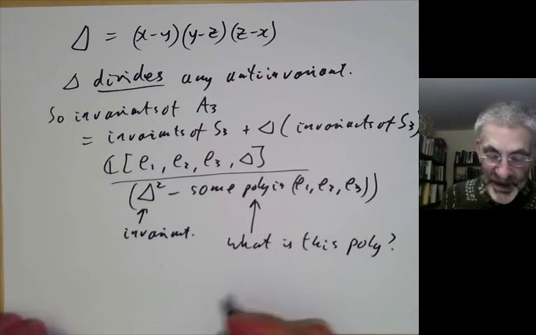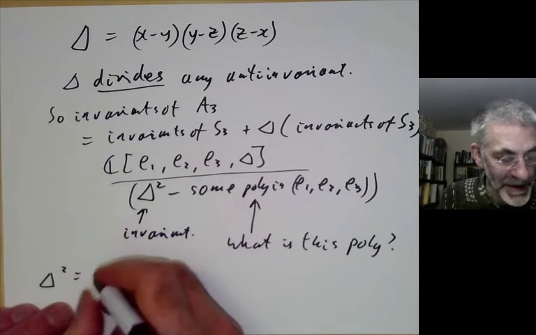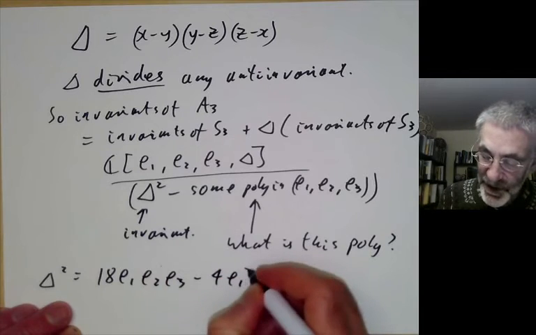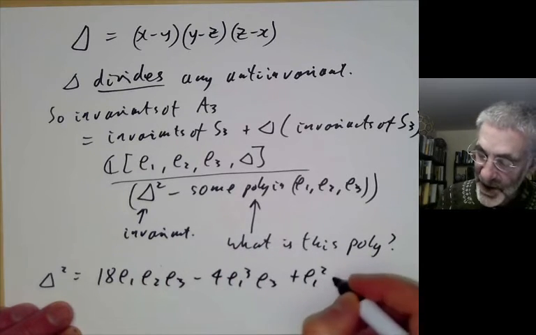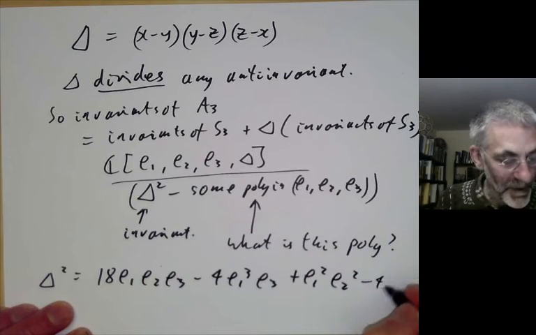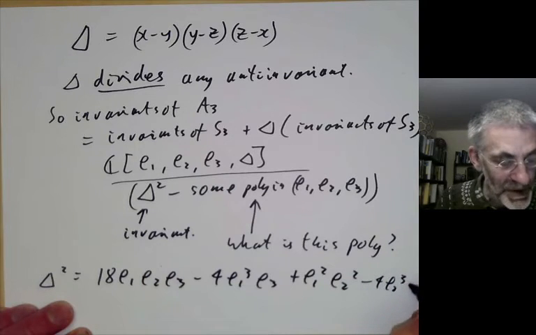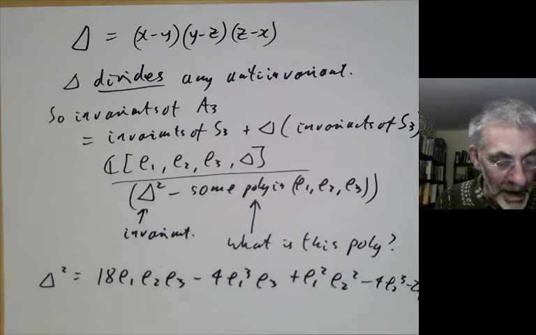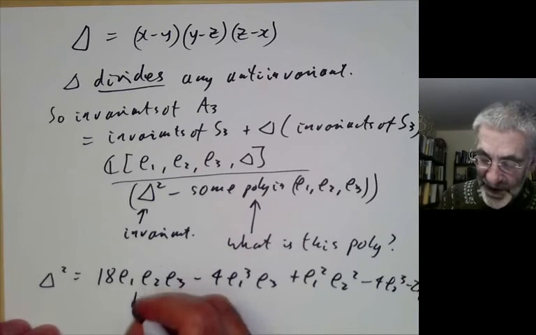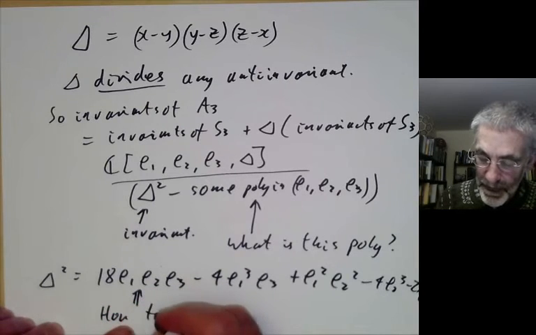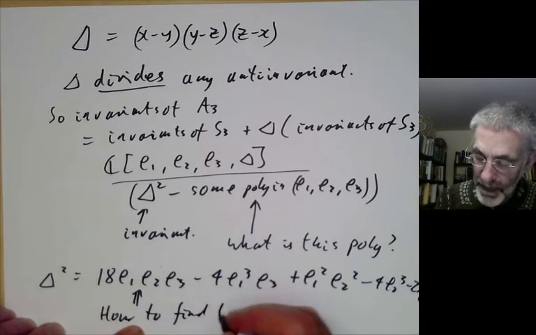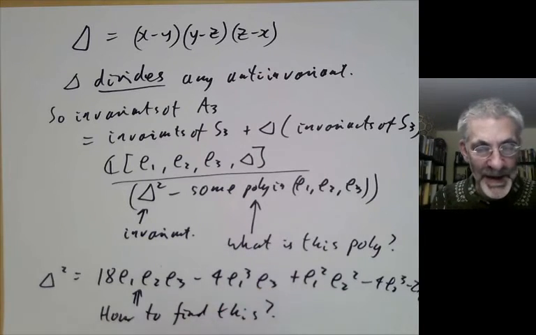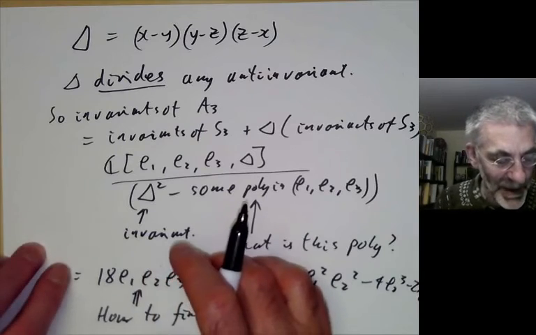And the problem is, what is this polynomial? Well, it turns out to be a bit of a mess. Delta squared actually turns out to be 18 e1 e2 e3 minus 4 e1 cubed e3 plus e1 squared e2 squared minus 4 e2 cubed minus 27 e3 squared. And the problem is, how do we find this? Well, we could obviously find it by doing some horribly long calculation. What I mean is, is there a reasonably easy way to find this?